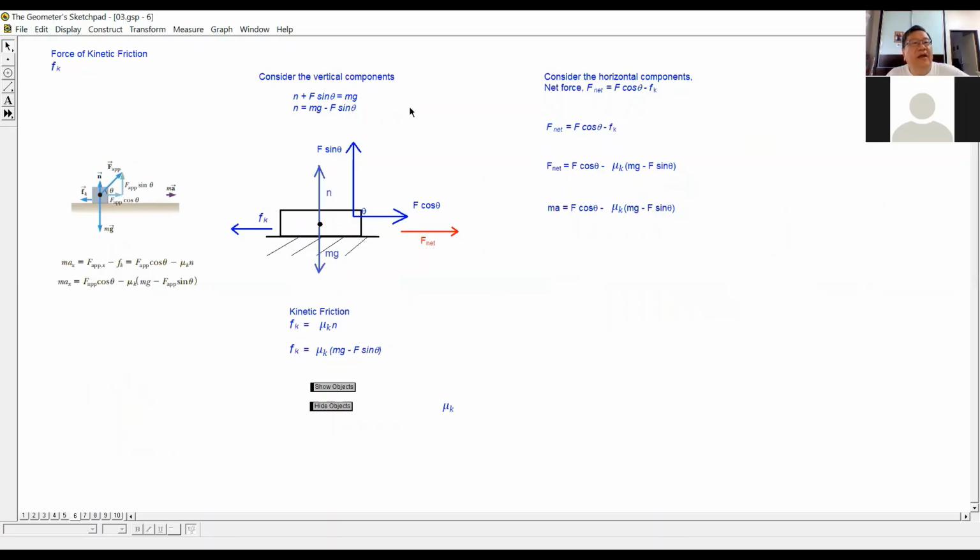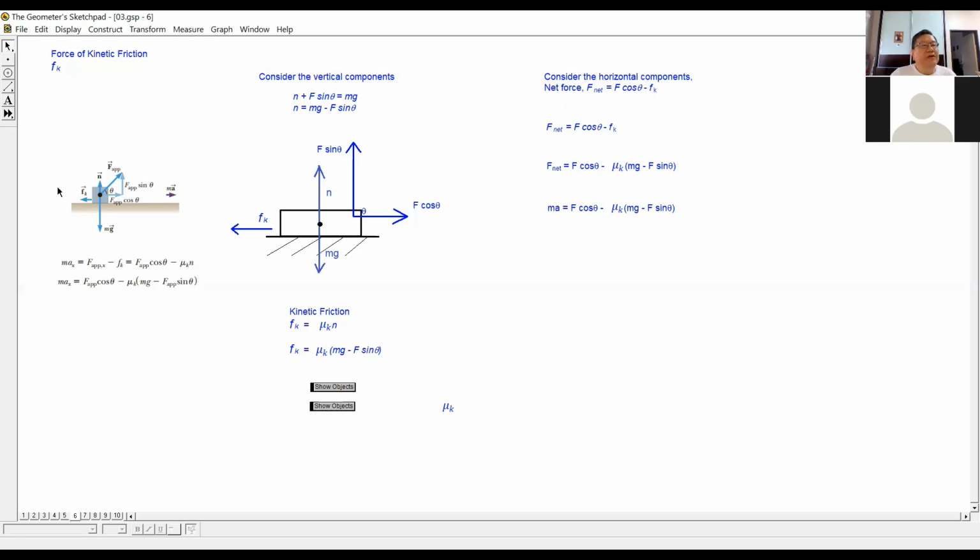Next one, kinetic, the force of kinetic friction. This time we are looking at a horizontal object first. Okay, so we just hide the object. Where are we now? This is pulling an object.